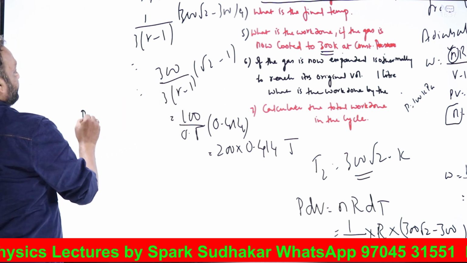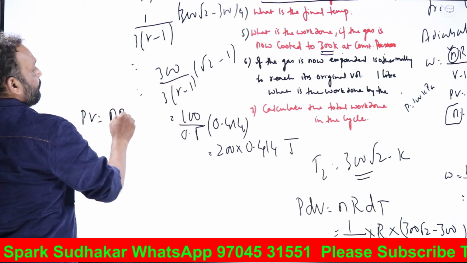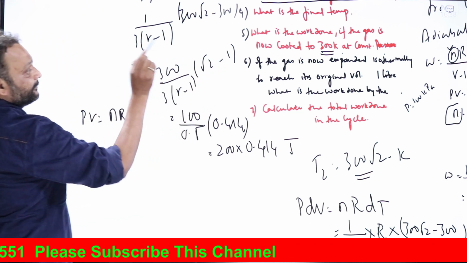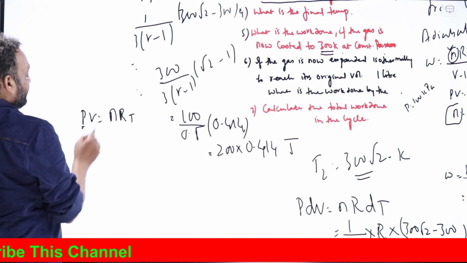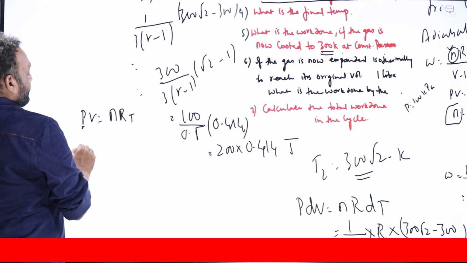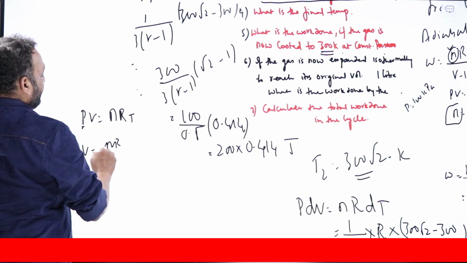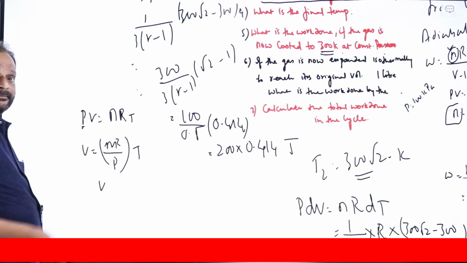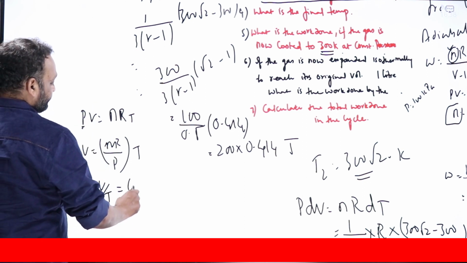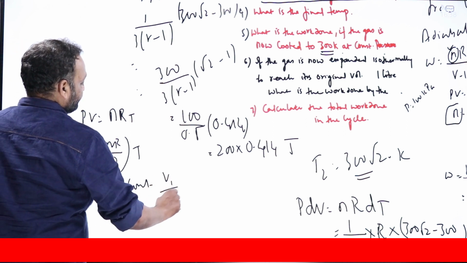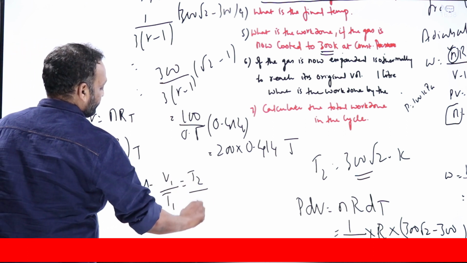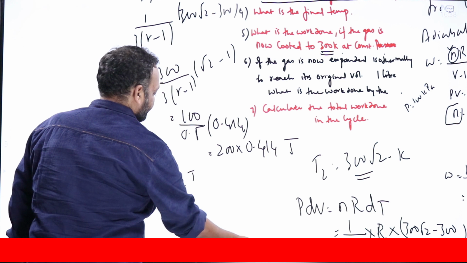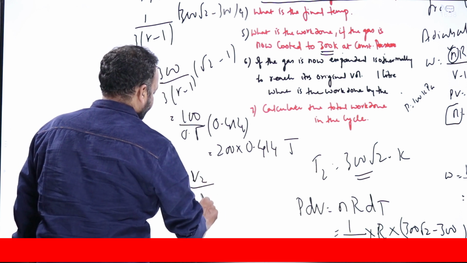For an ideal gas, PV equals nRT. It is a constant pressure process, cooled to 300 Kelvin. So when pressure is constant, we can write this as V equal to nR by P into T. That is V by T, where n is a constant, R is a constant, pressure is a constant. So V by T equals a constant in that process. That is V1 by T1 equal to V2 by T2.